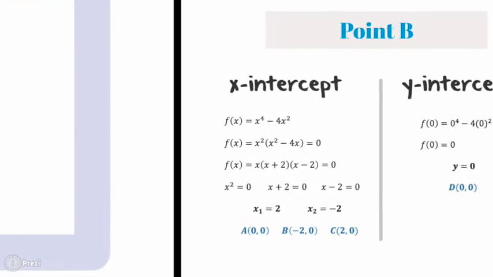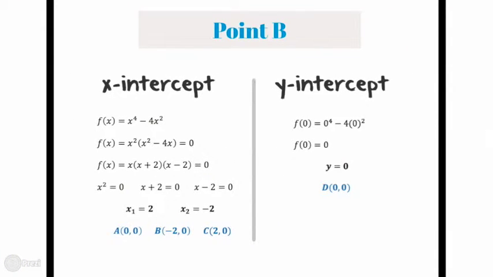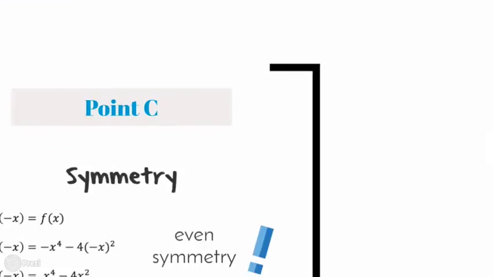In letter B, we needed to find the x and y intercepts. To find the x-intercept of the graph, we made the equation equal to 0, so we found the real zeros, which are (0, 0), (-2, 0), and (2, 0). To find the y-intercept, we substituted 0 for x in the equation, and the result was (0, 0).